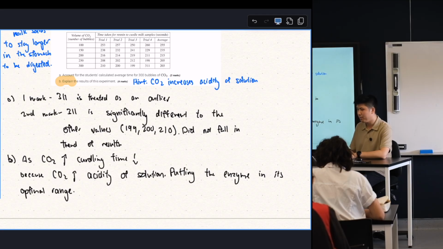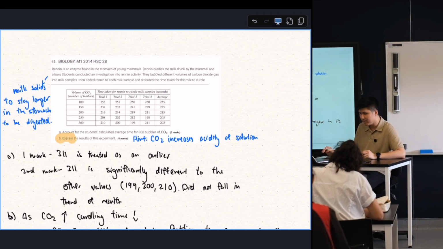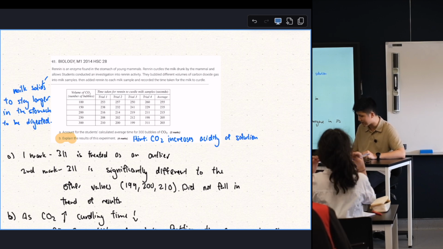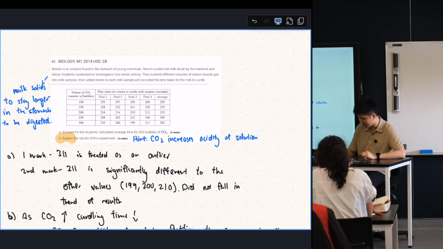Right, but there's actually one more trend you need to account for, because technically this isn't quite enough for 4 marks. And to figure that out, you have to look at the trend again carefully. Can we see what's happening with our trend? Like, can someone describe it to me? Slowing down. Yeah, it's slowing down, right?